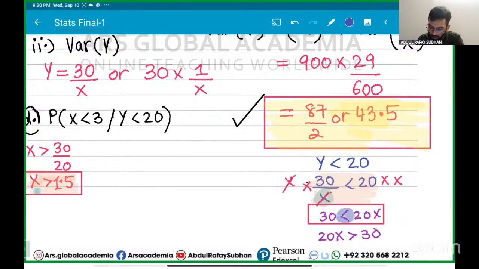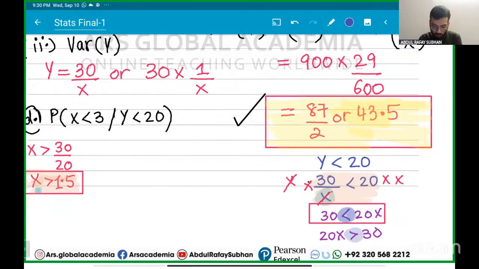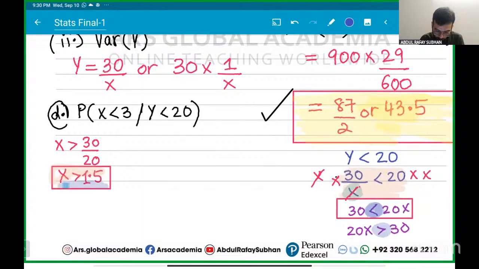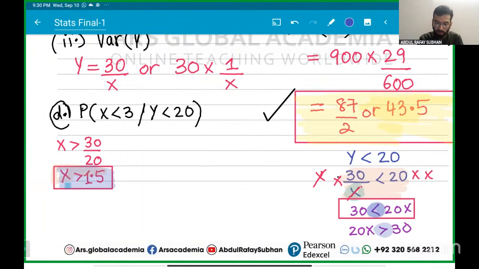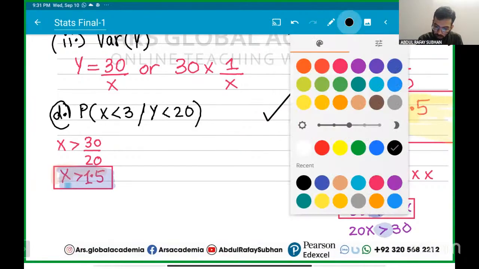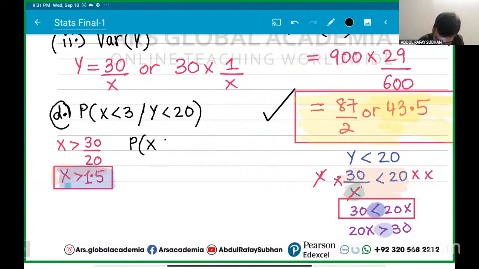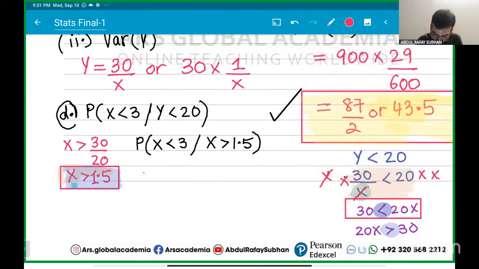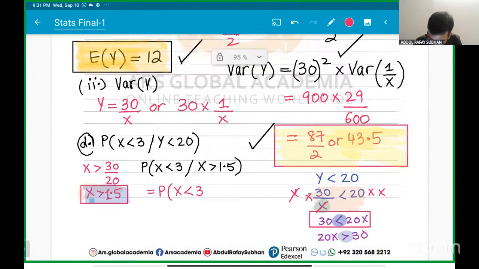So it becomes x is greater than 1.5. Is everyone got it now? Now we can write down the probability that x is less than 3, given that x should be greater than 1.5. How do you write it down? The numerator is always the intersection: x is less than 3, intersection x greater than 1.5, divided by the conditional probability formula comes in.